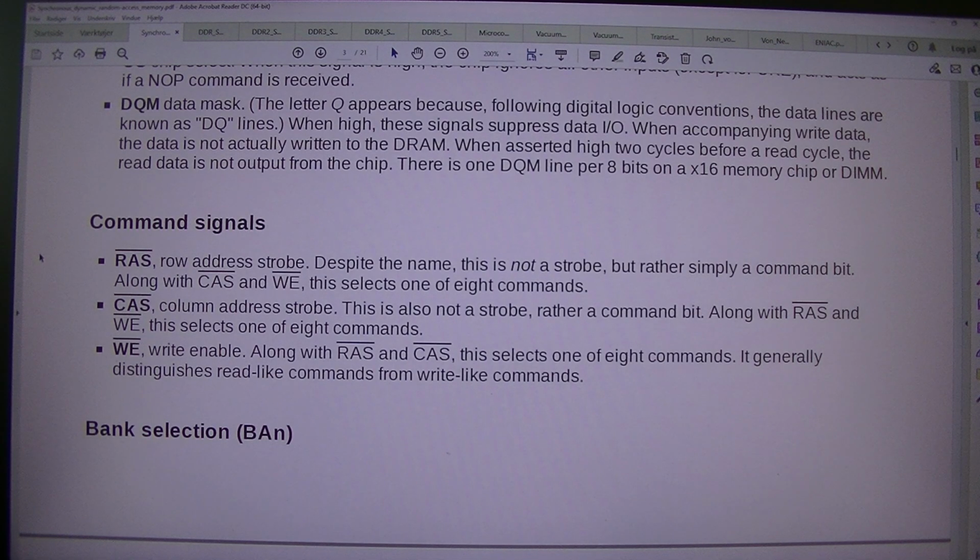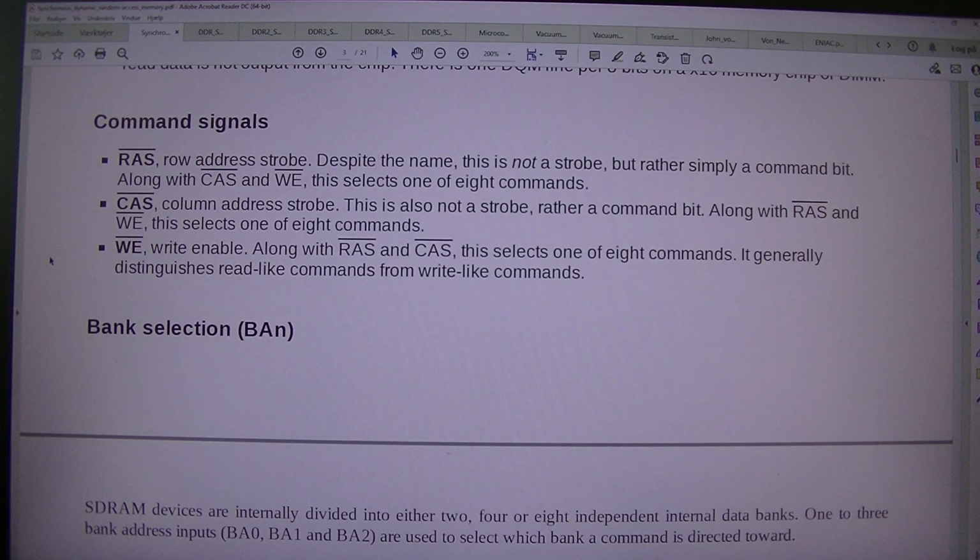Command signals. RAS, row address strobe. Despite the name, this is not a strobe, but rather simply a command bit. Along with CAS and WE, this selects one of 8 commands. CAS, column address strobe. This is also not a strobe, rather a command bit. Along with RAS and WE, this selects one of 8 commands. WE, write enable. Along with RAS and CAS, this selects one of 8 commands. It generally distinguishes read-like commands from write-like commands.